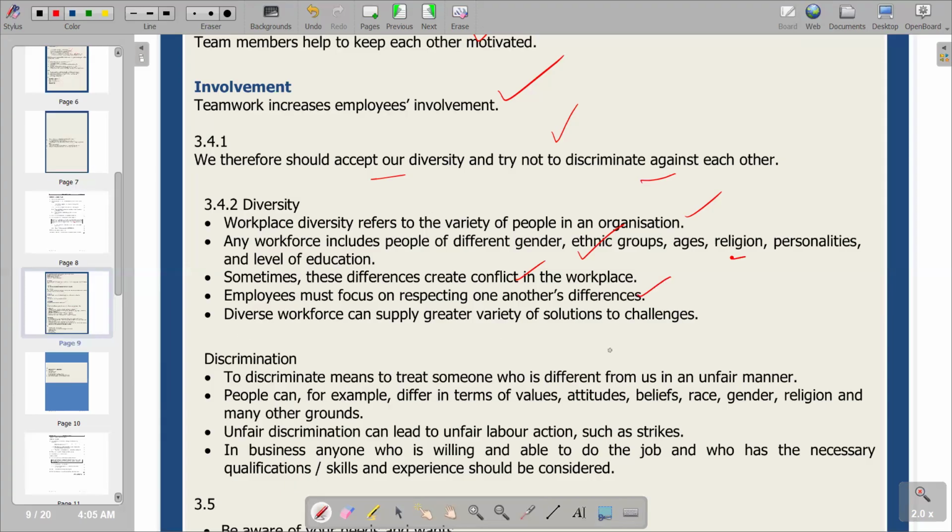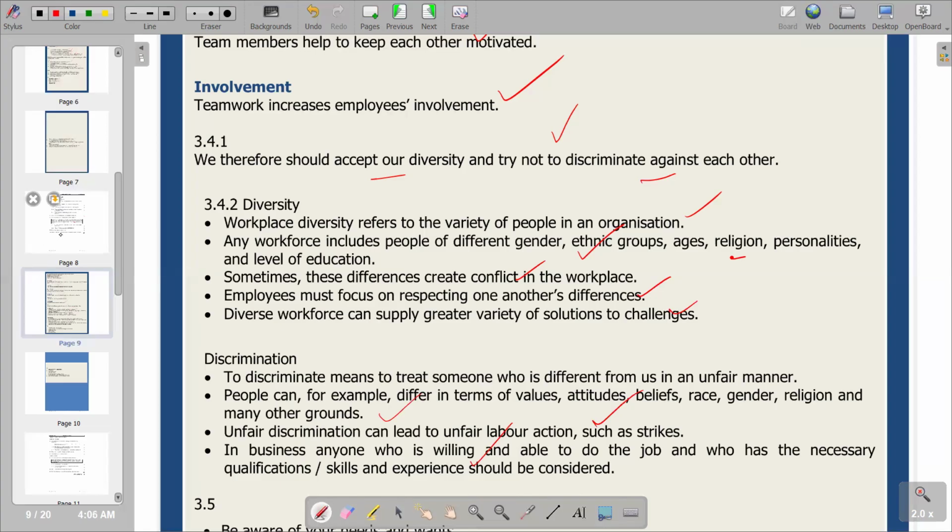Then the best workforce can supply a greater variety of solutions to challenges. So this becomes a benefit that we can deduce from diversity, that a greater variety of solutions from different people, different ideas can assist in the positive direction of the business. So this is what we have in terms of diversity. Then discrimination. To discriminate means to treat someone who is different from us in an unfair manner. That is discrimination. People can be different in terms of values, attitude, beliefs, race, gender, religion, and many other grounds. Unfair discrimination can lead to unfair labor exchange such as strikes. In business, anyone who has skills and experience should be considered. So this is the response that we have in terms of discrimination.